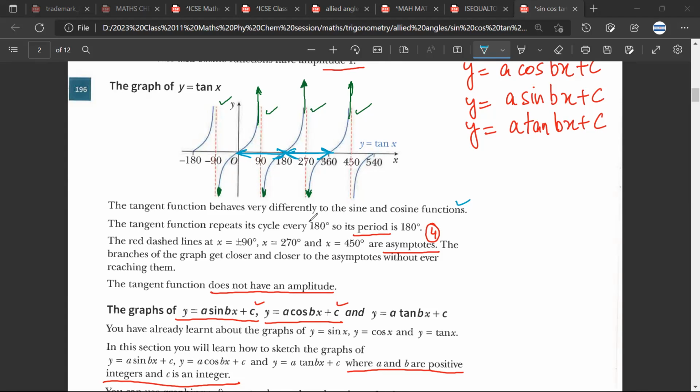Now, why we need to spend some time on understanding this is because the tangent function does not have any amplitude. It has no maximum value, it has no minimum value, because you never know what is the maximum value. It goes till infinity. Have you understood? Now, once we have understood this, now things become easier.